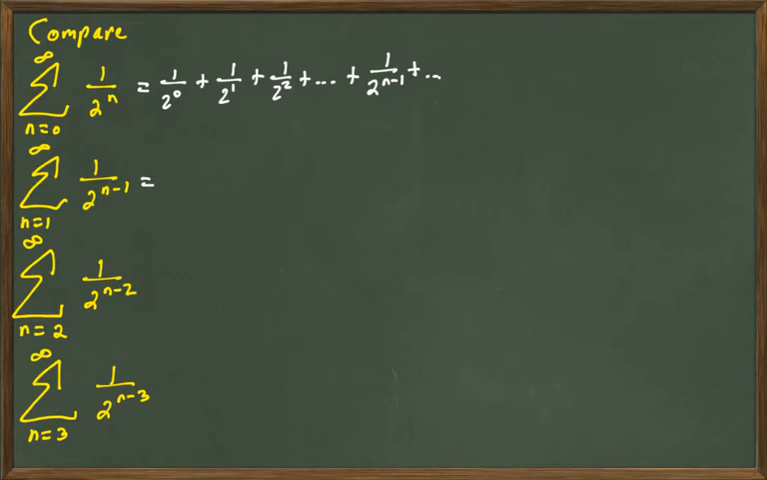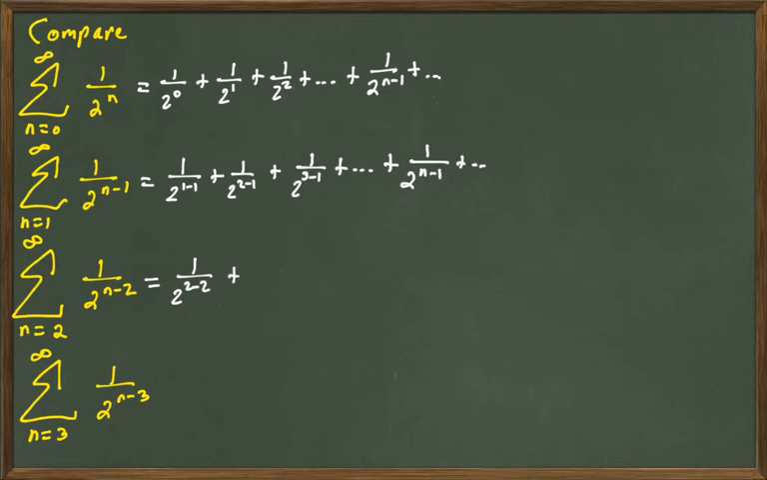Okay. All right, now the next series we're going to start at 1, so it's going to be 1 over 2 to the 1 minus 1, plus 1 over 2 to the 2 minus 1, plus 1 over 2 to the 3 minus 1, all the way out to 1 over 2 to the n minus 1, etc. Now the next series starts at 2, so 1 over 2 to the 2 minus 2, plus 1 over 2 to the 3 minus 2, plus 1 over 2 to the 4 minus 2, plus all the way out to 1 over 2 to the n plus 1 minus 2. So to go from 2 to n plus 1, that's going to be n terms.